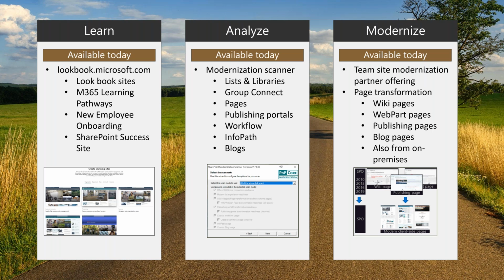And one of the key techniques that offering uses is page transformation. We already touched upon that in the introduction, but page transformation is a technology that can read any classic page, whether that's a wiki page, a publishing page, a web page, a blog page, and transform that page into a modern page, even if that page lives in SharePoint on premises. So if you have SharePoint 2010 on premises, for example, with a publishing portal, with page transformation, you can read those pages over there and create them as modern pages in a SharePoint Online communication site.